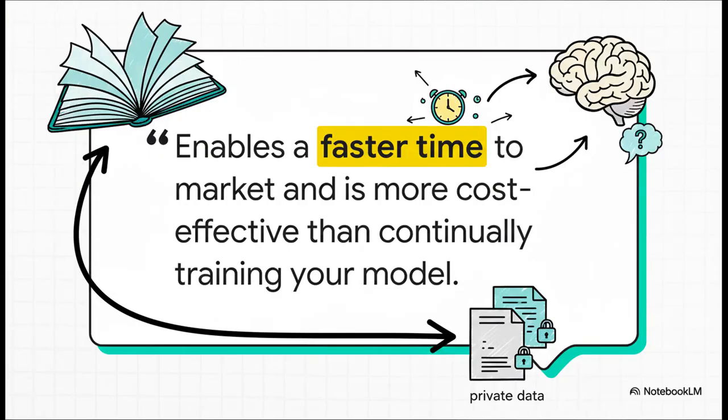And this quote from the source material just hits the nail on the head when it comes to the business value. It's all about speed and money. You can get AI power tools out to your teams faster, and you do it without the insane cost and time it takes to constantly retrain a giant model from scratch.